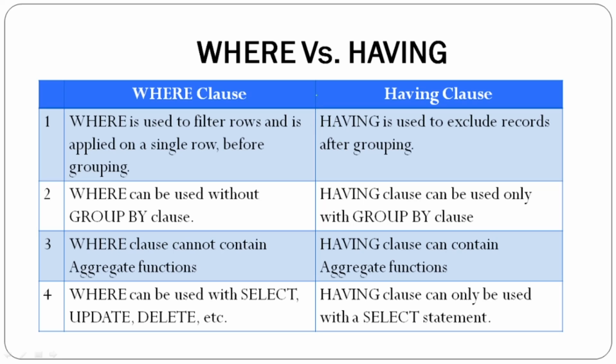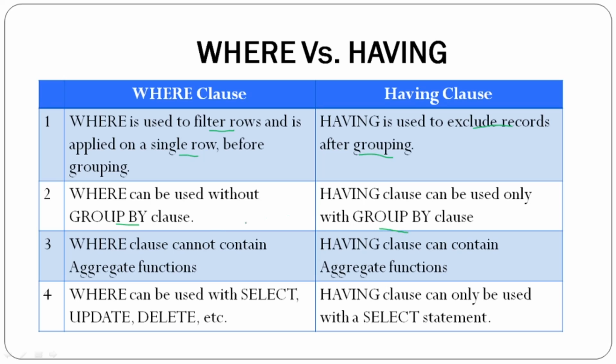Where is used to filter rows and is applied on single rows. We are checking on individual rows and filtering the data. Having is used to exclude the rows after grouping. Next difference is where can be used without group by clause, but having clause can be used only with group by clause.